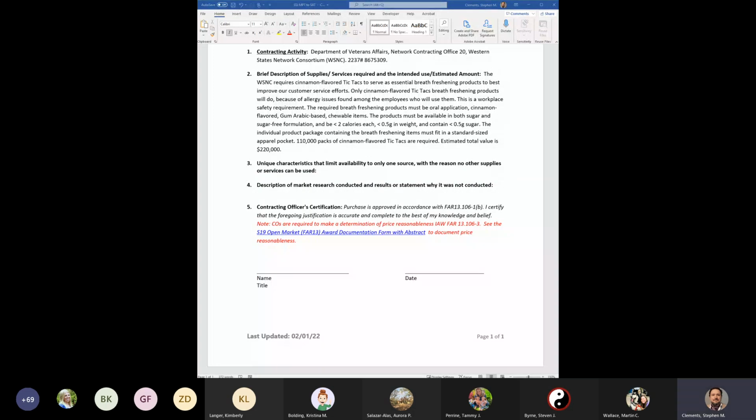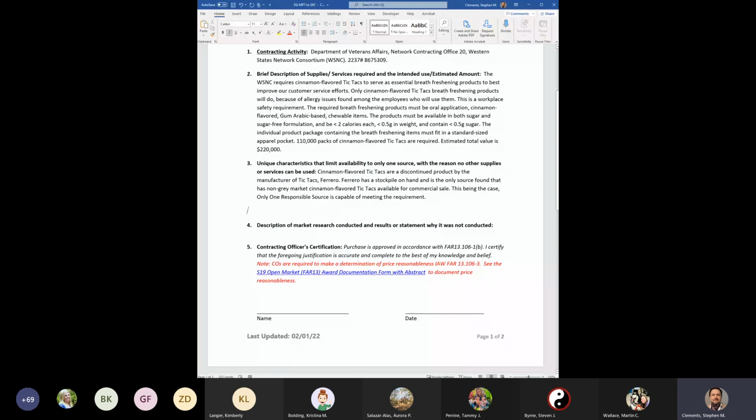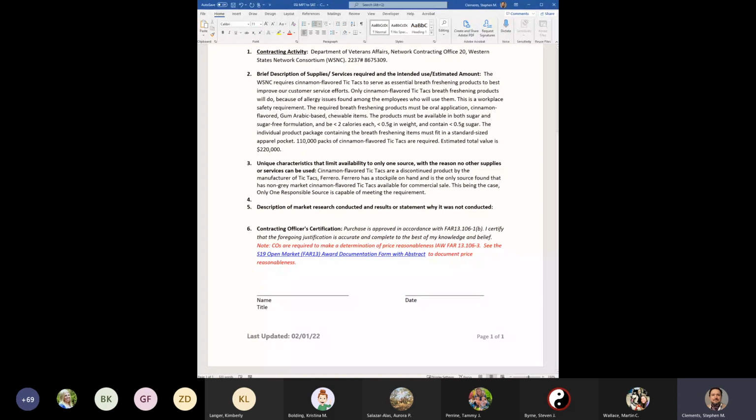And instead, I'm going to put in here our justification that cinnamon flavored Tic Tacs are discontinued and only the manufacturer, Ferrero, has them. This being the case, only one responsible source is capable of meeting the requirement. So I put the name of the justification in here. If you want, I would encourage you to also put in the FAR number associated with only one responsible source.